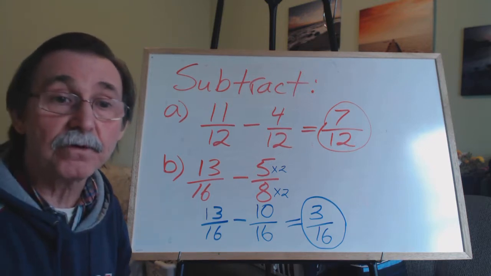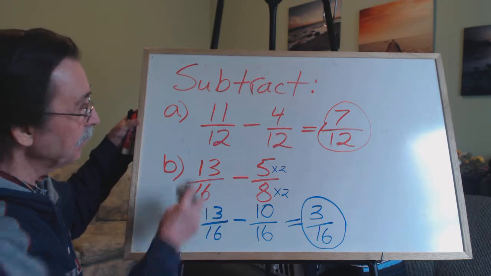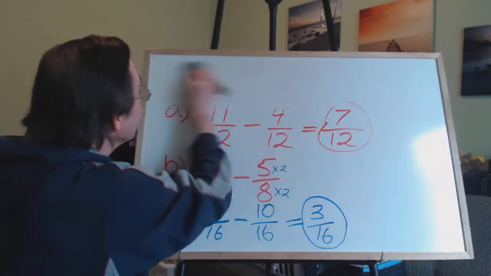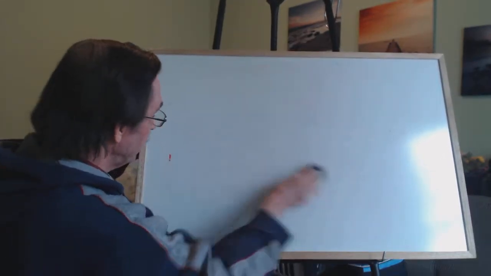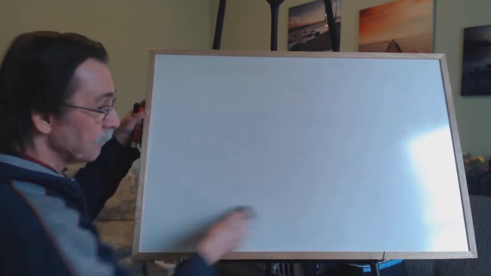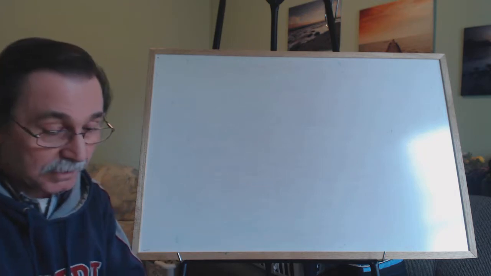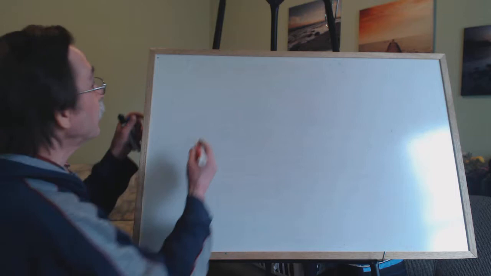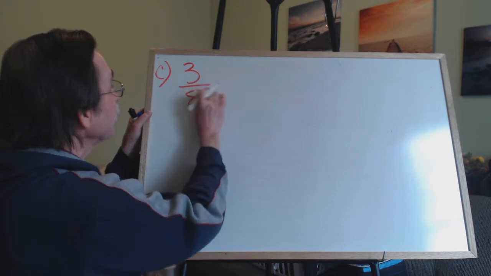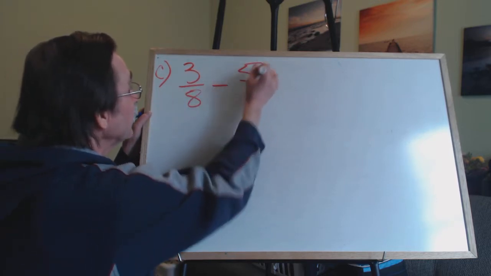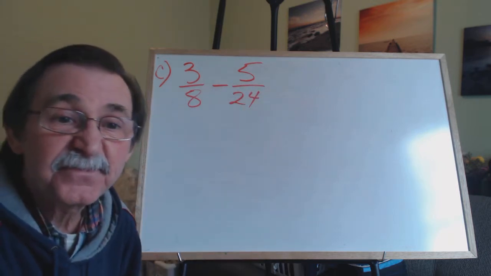Okay, so one more example. So I'll have a C example coming up on the next board here. So just 1 second. I think I'm gonna have to get rid of that dingy thing up there. Okay, here's the question. C is 3/8 minus 5/24. So C question, 3/8 minus 5/24. Okay.